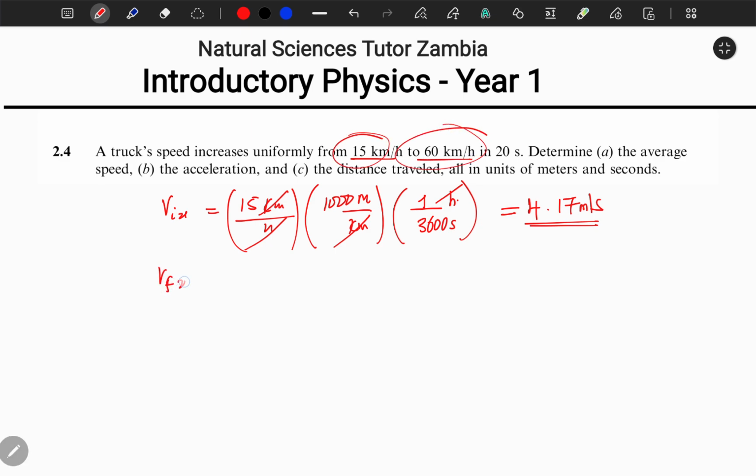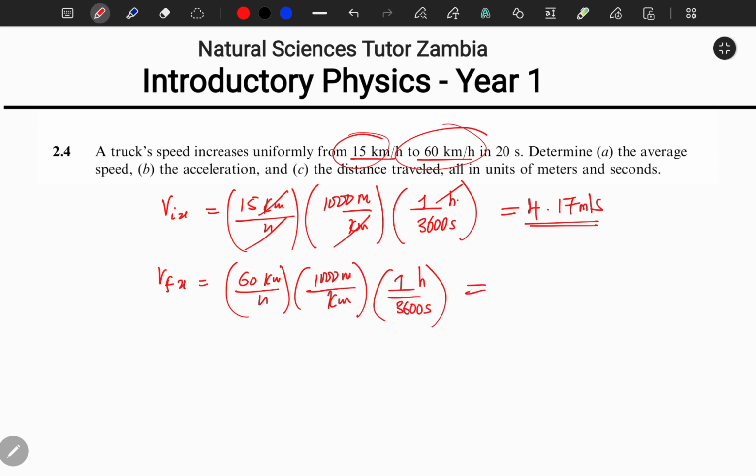So final in the x is 60 kilometers per hour times 1000 meters per kilometer. This is converting kilometers to meters. Then how do I convert an hour to seconds? I'll say 1 hour is equal to 3600 seconds. Then you cancel everything. After cancelling, I'm getting 16.7 meters per second. So we've converted our speed to meters per second, and I think we can now move on.